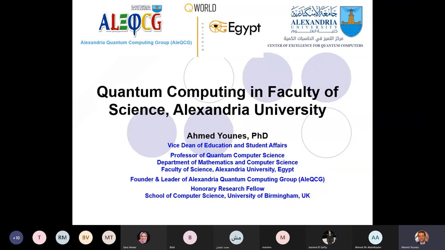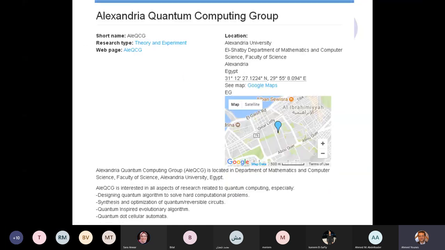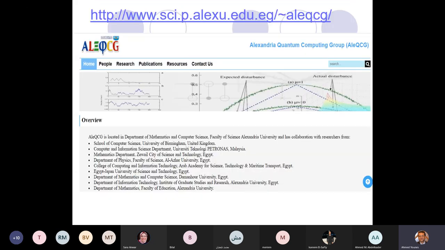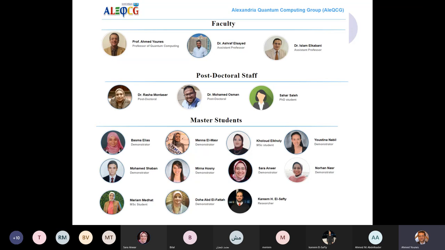It is just a quick summary about Alexandria Quantum Computing Group for those joining us for the first time. Just a quick review about what we are doing and what our future plans are. If you are interested, please send us an email. We can reply to your questions about our activities. In the Faculty of Science, Alexandria University, we have a group, Alexandria Quantum Computing Group. This is our website. We have collaborations with many Egyptian universities and other universities. Maybe this picture needs an update. We have more members now, so I will add them very soon.